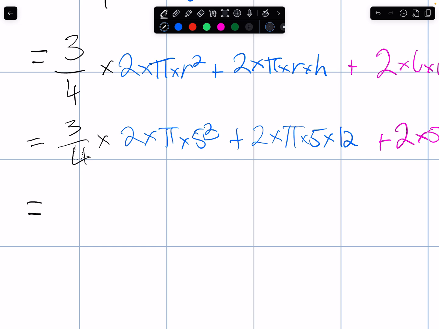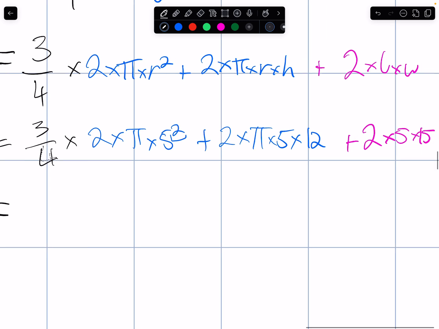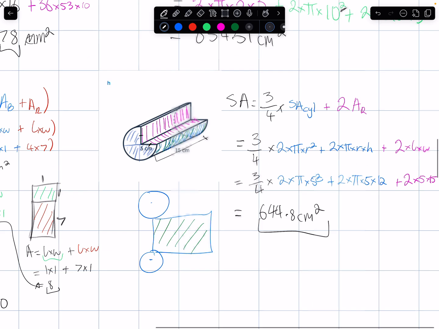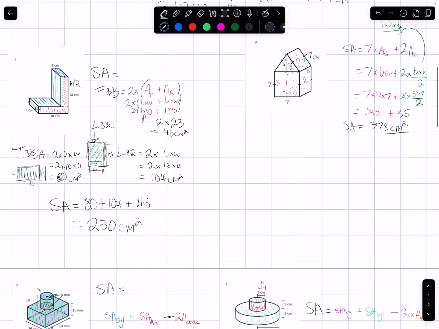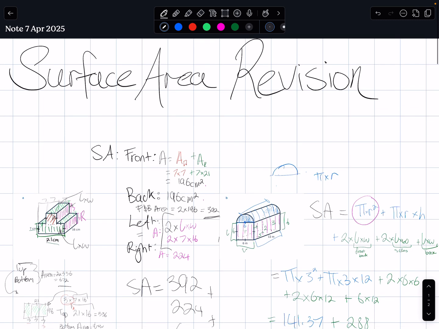Times 2 times pi times 5 squared plus 2 times pi times 5 times 12 plus 2 times 5 times 15 is equal to 644.8 centimeters squared. That there is our final answer of all of it. We are done. Fantastic work, everyone.